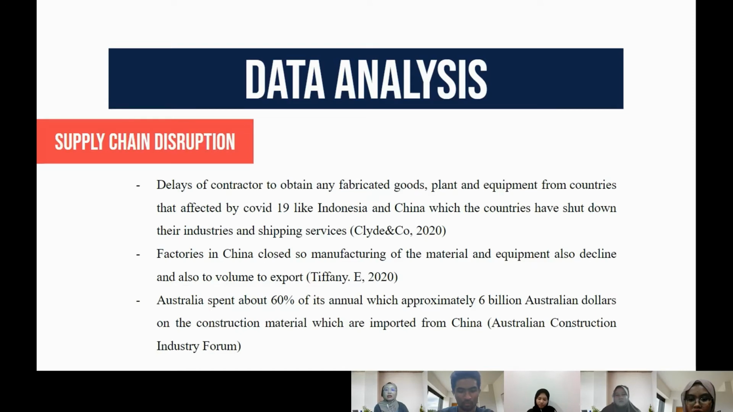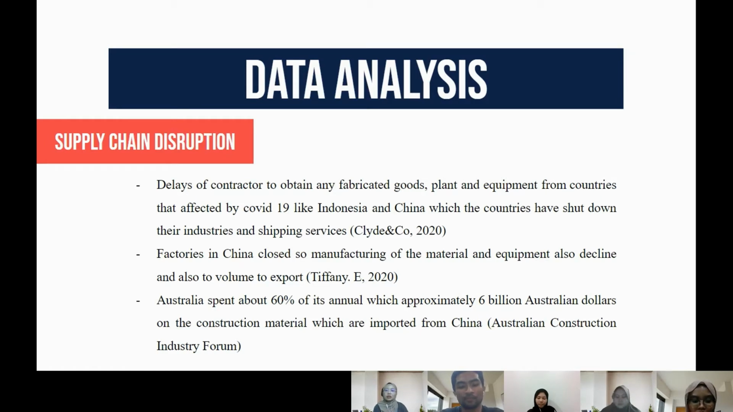The last one is on the disruption of the supply chain affected by the COVID-19 outbreak. This pandemic affects the completion date of a project because of the delays contractors face in obtaining fabricated goods, plants, and equipment from countries affected by COVID-19 like Indonesia and China, which have shut down their industry and shipping services. So this outbreak does not impact only one country, but most countries around the world.